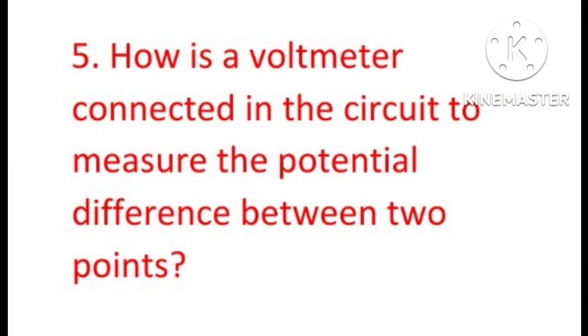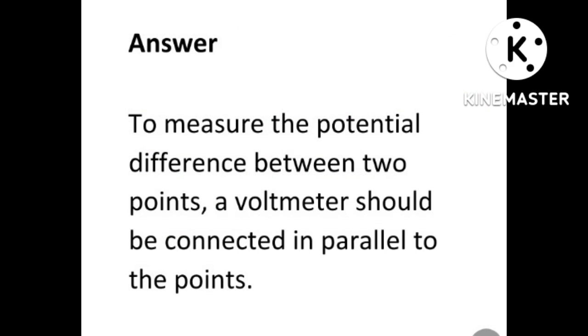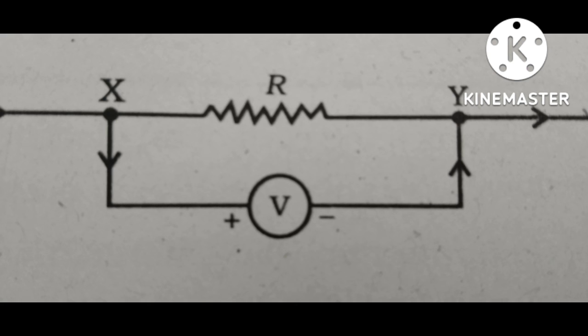Now we can move to the fifth question. How is a voltmeter connected in the circuit to measure the potential difference between 2 points? To measure the potential difference between 2 points, a voltmeter should be connected in parallel to the points, that we have already discussed in Ohm's law. Here we can see that the voltmeter and resistors are connected in parallel. So to calculate the potential difference, we have to connect the circuit in such a way. And hope it is clear to you.